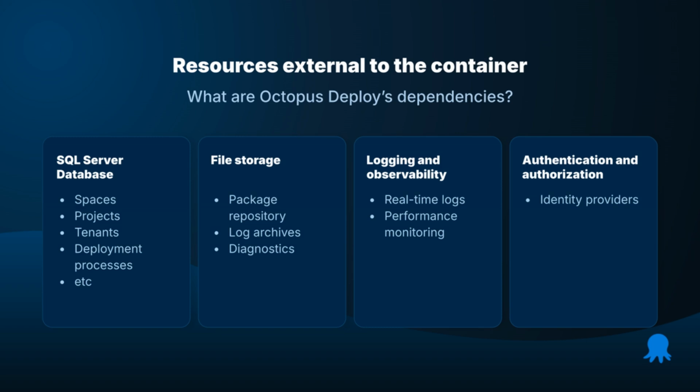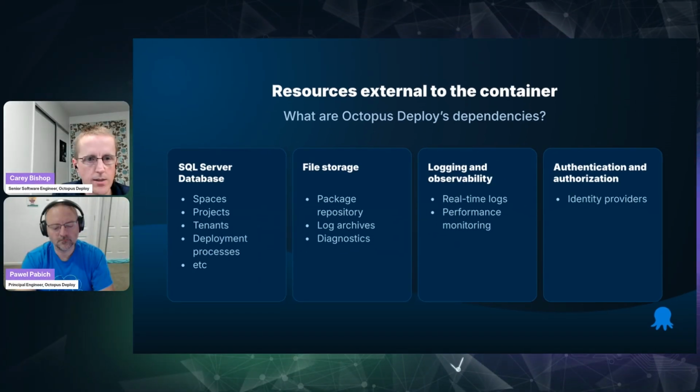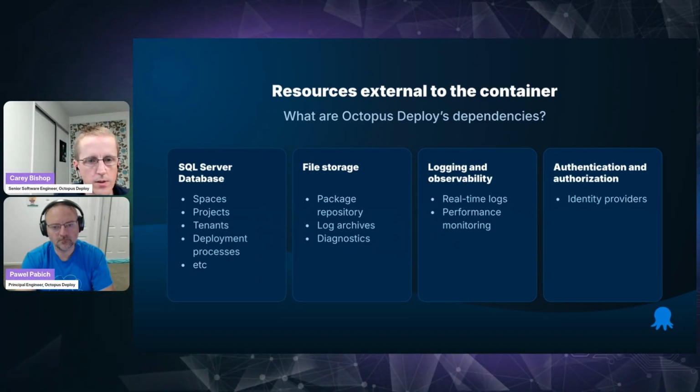We also want to ship those logs from Octopus Server to a logging and monitoring platform so that we can see any errors that pop up and be able to report on how things are performing. And then we've got authentication and authorization providers as well. So within your Octopus Cloud instance, you can configure Octopus Server to log in with Entra ID or Octopus ID or Google, those sorts of things. So those are all dependencies that exist outside of the Octopus Deploy container itself.